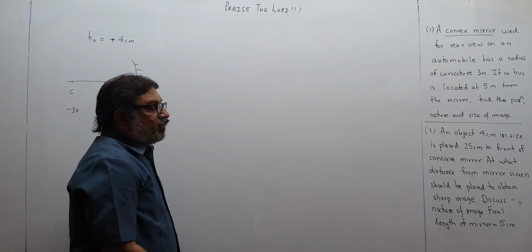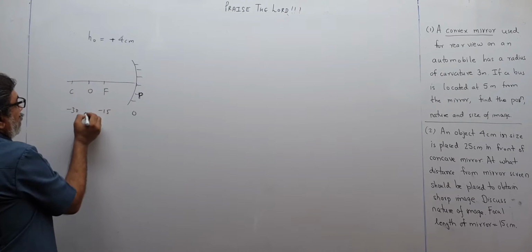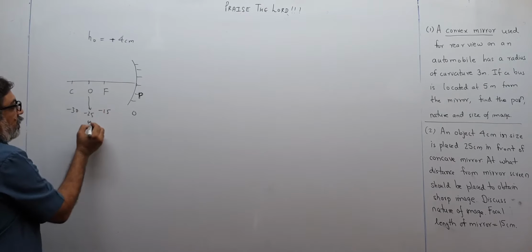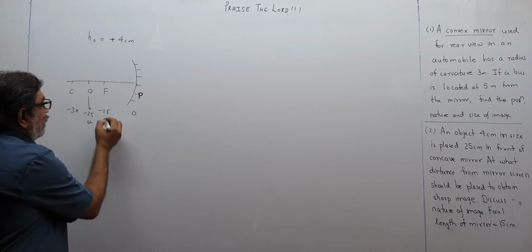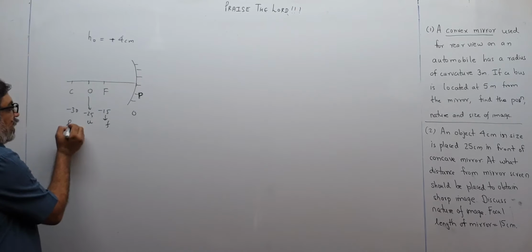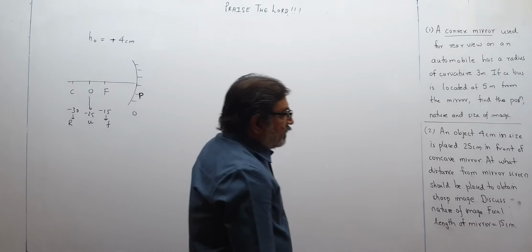Where is the object located? 25 centimeter. 25 will be here in between. So the object is somewhere over here, minus 25. We think like this. So the object distance is U equals minus 25. This is F for me, minus 15. And this is R for me, minus 30. We can write like this also for our convenience.